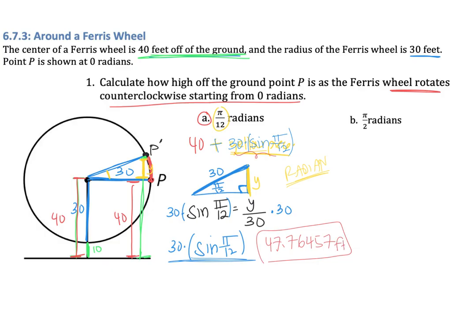So this portion right here was roughly 7.76457 feet. So this entire distance was 47.764 or 47.765 feet if you were to round or truncate to 3 decimal places.